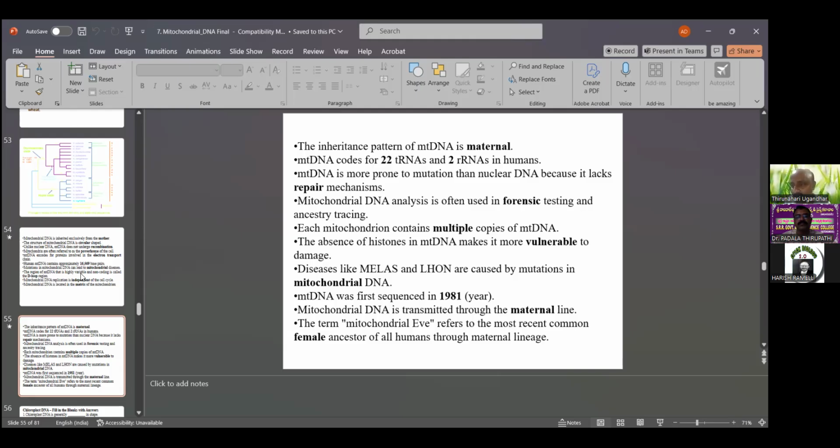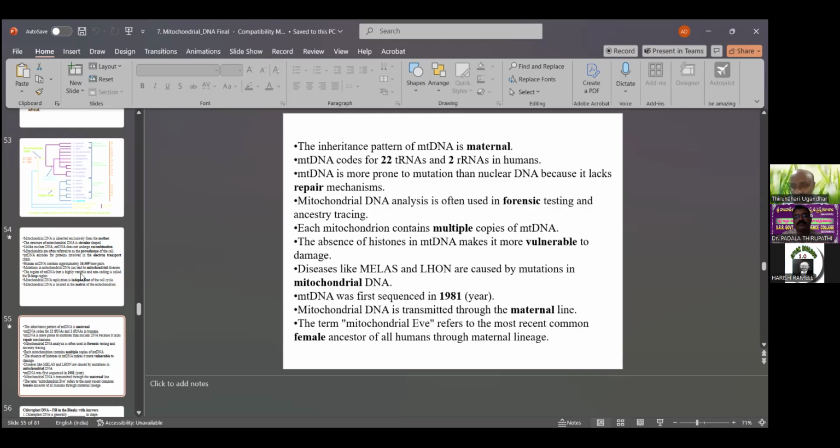Diabetes and other parental diseases are also a response to the mitochondria. The location of genes is on the mitochondrial DNA. Mitochondrial DNA is responsible for the parental disease carried to the daughter generation. The mtDNA was first sequenced in 1981. Mitochondrial DNA is transmitted through the maternal line.